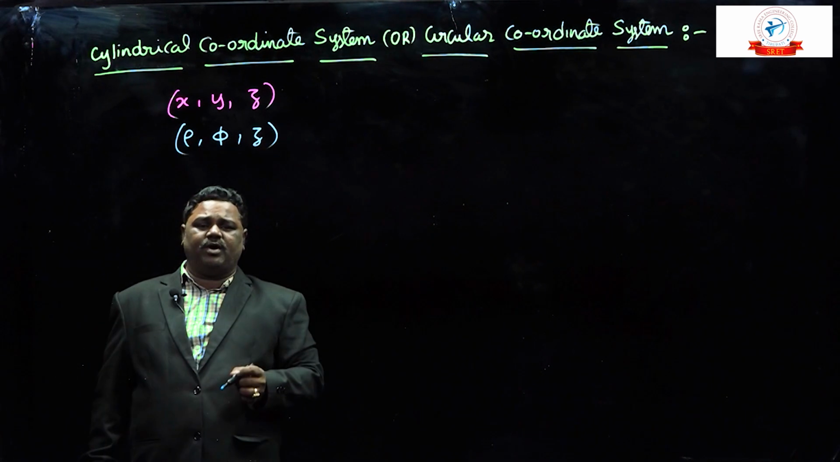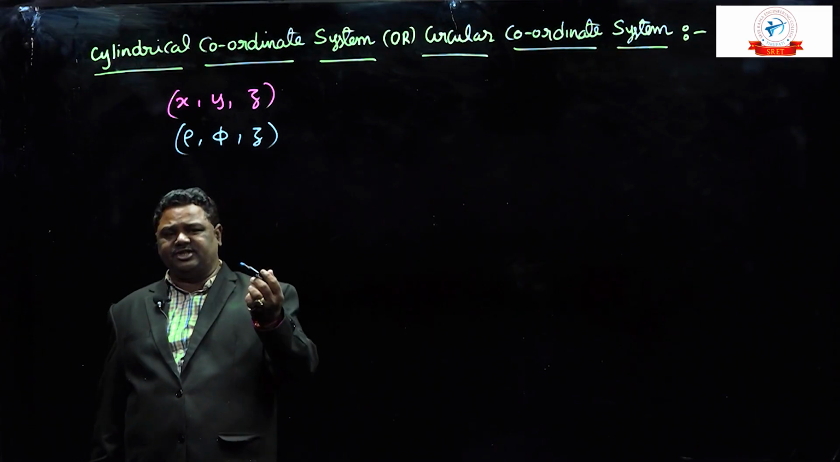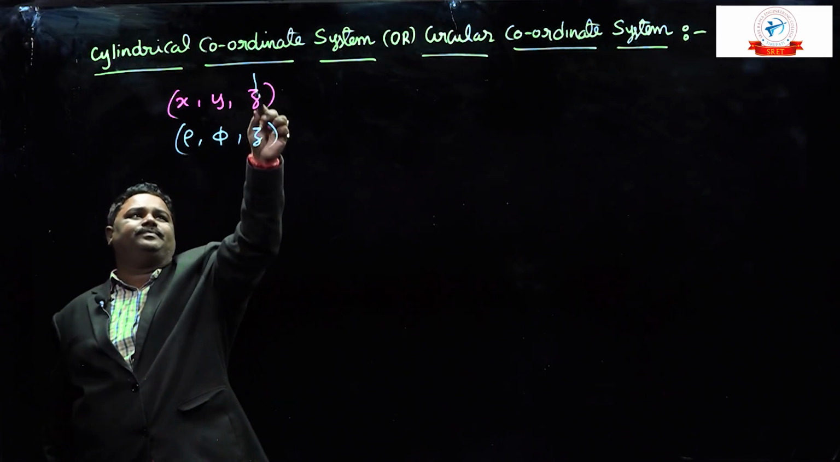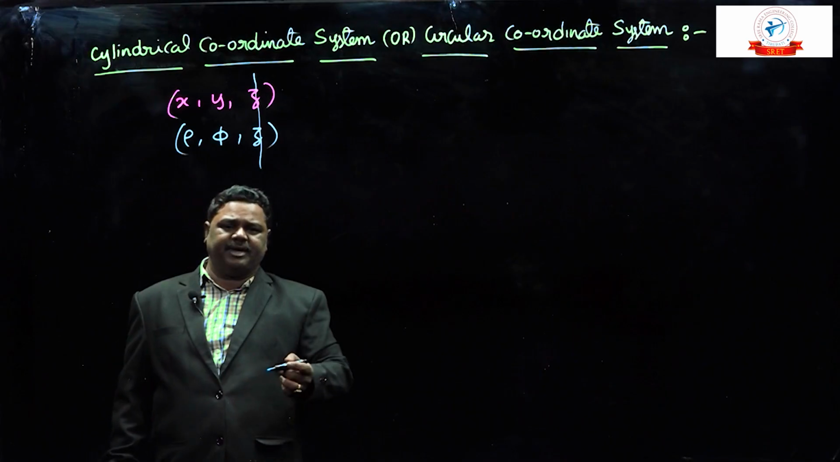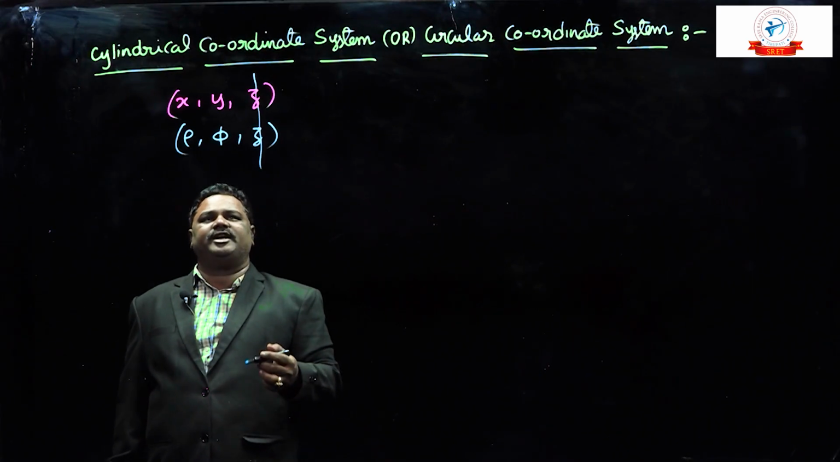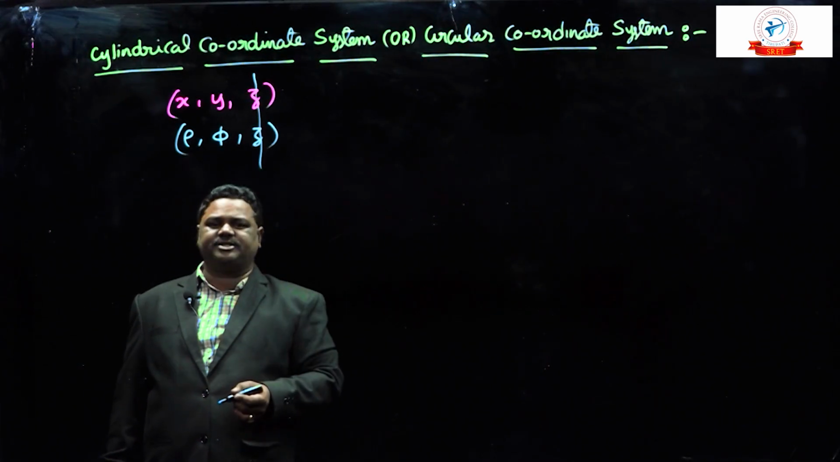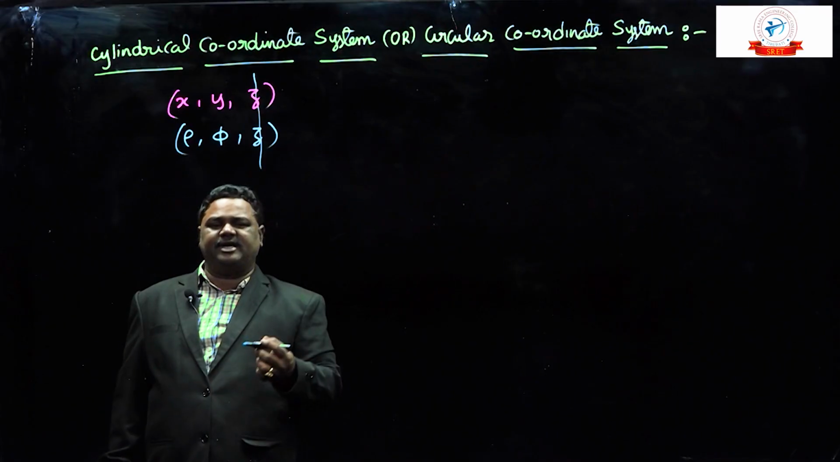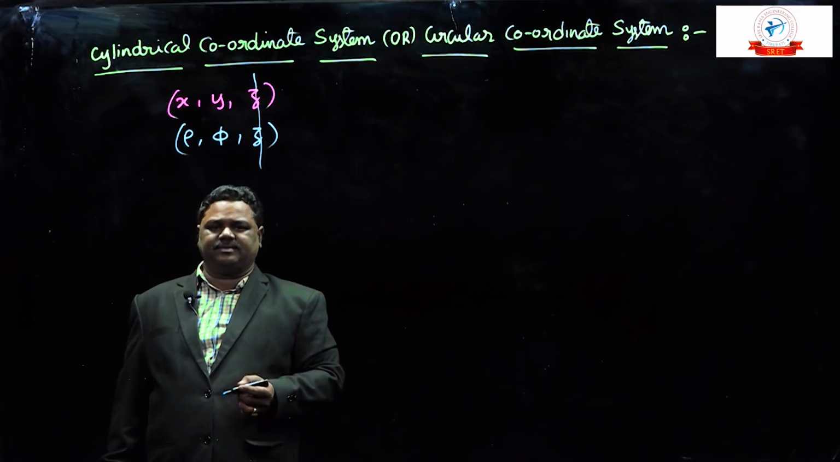What is the common coordinate or same coordinate in Cartesian and cylindrical? Z here. Z is the common coordinate. Already we have studied Z in the Cartesian coordinate system. What is Z? Z indicates a length along the Z axis. That is the same in the cylindrical coordinate system also.